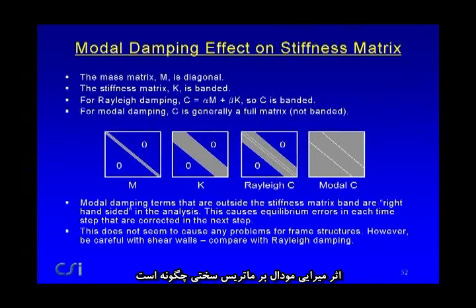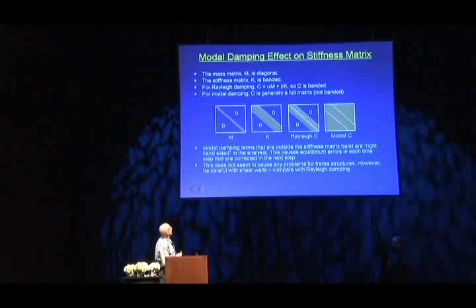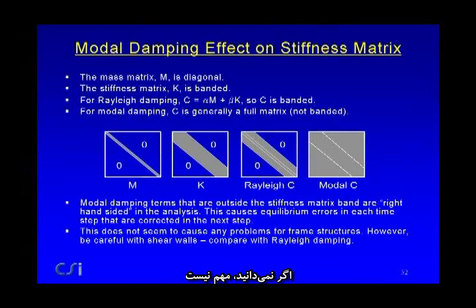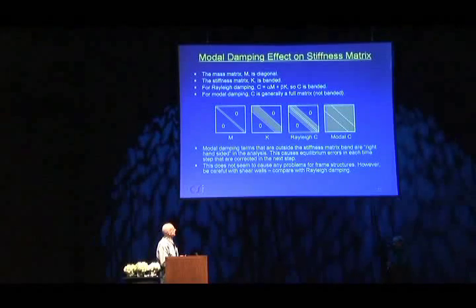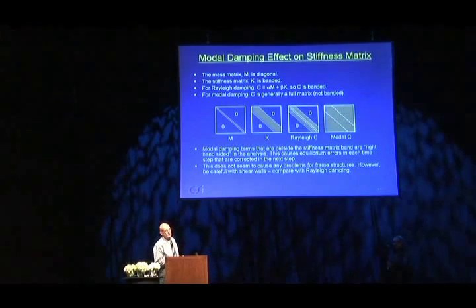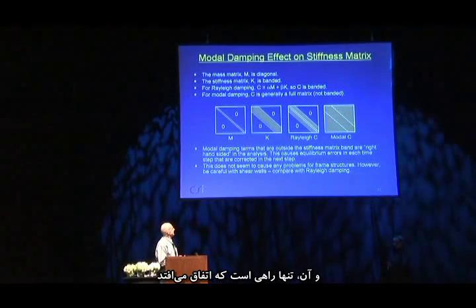What is the effect of the modal damping on the stiffness matrix? Well, the mass matrix M is diagonal. The stiffness matrix K is banded. If you don't understand this, don't worry. This is just a computational detail. And then the Rayleigh damping matrix is a combination of M and K, so this is also banded. But the modal damping matrix is a full matrix. That's just the way it happens.